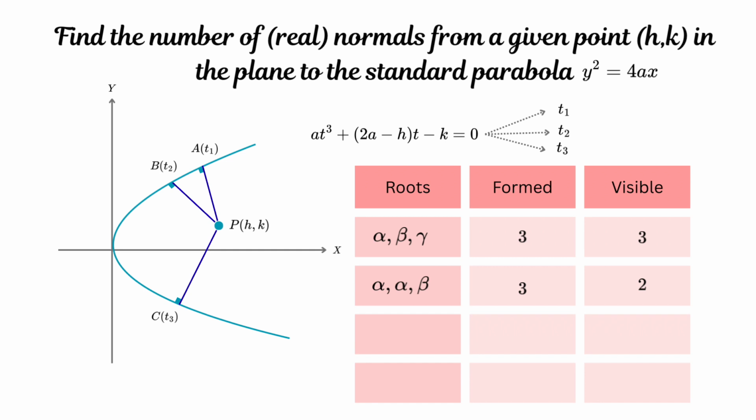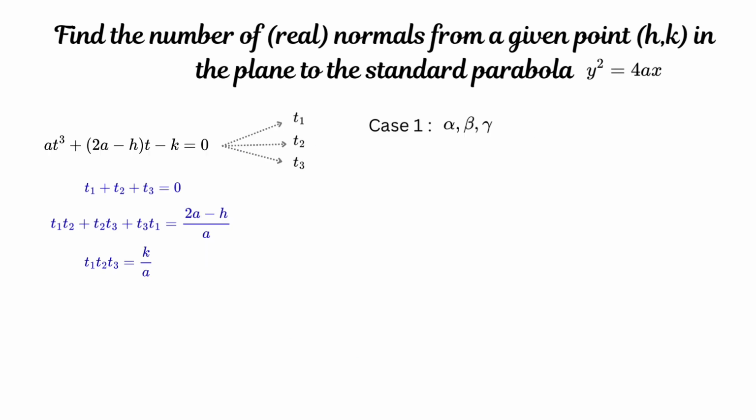Case 3. All three roots identical, only one normal is visible, counted three times. Case 4. One real root and two non-real complex conjugates, only one real normal exists and is visible. Now, let's discuss each case in detail and try to find the locus of the point (h, k). Case 1. Three distinct real roots.